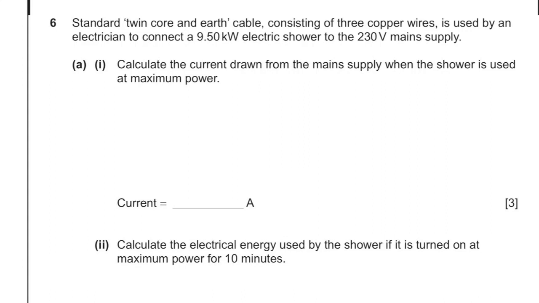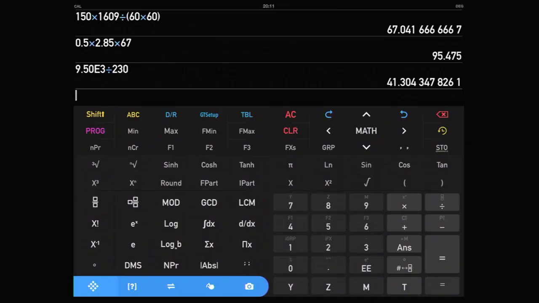Okay, so they've given us the power, they've given us the voltage, so we need an equation that has that, and they're interested in current, so we need a power, voltage and current equation. So we know that power equals VI, so I is going to be P over V, and that's going to be 9.5 kilowatts over 230 volts, and that's giving us 41.3 amps.